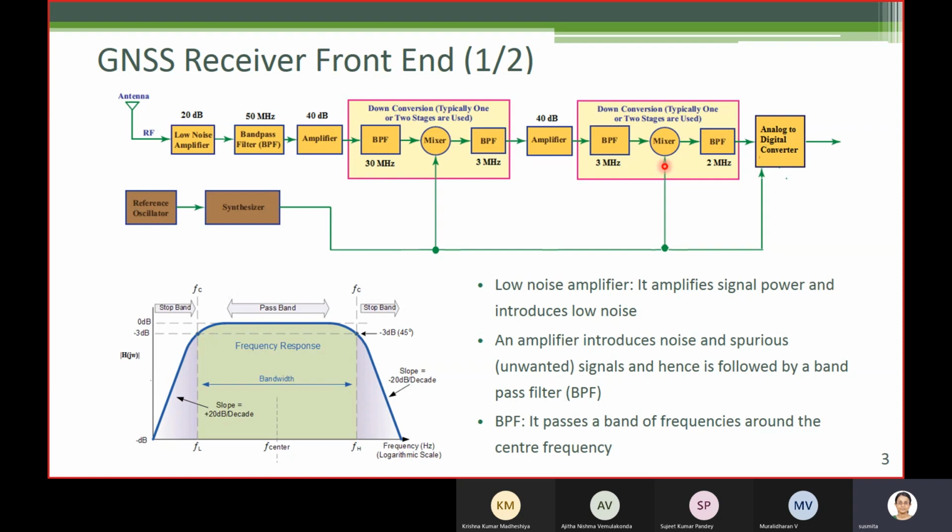What frequency they will down convert it to. Now the frequency to which it is down converted is called intermediate frequency. So this will be intermediate frequency 1, IF1, and this will be IF2, intermediate frequency 2, or the final intermediate frequency. We simply call it intermediate frequency. We'll come to the down conversion stage later. Now, other than down conversion, we also have amplifiers to amplify signal plus noise power and some band pass filters.